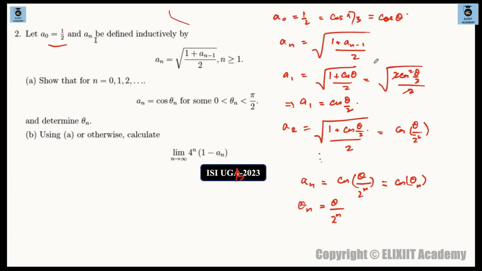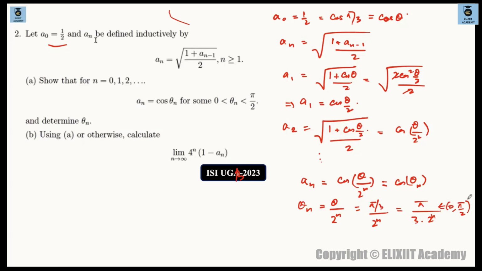Now we simply replace the value of theta. What is theta? Theta is pi by 3. So pi by 3 divided by 2 to the power of n. ठीक है? So pi by 3 into 2 to the power of n from here. This is theta n. मिल गया हमें theta n. Determine theta n, they have said. So we have found out what is theta n. And clearly theta n belongs to where? Theta n belongs to 0 to pi by 2. ठीक है, कोई प्रॉब्लम तो है नहीं यहां से.